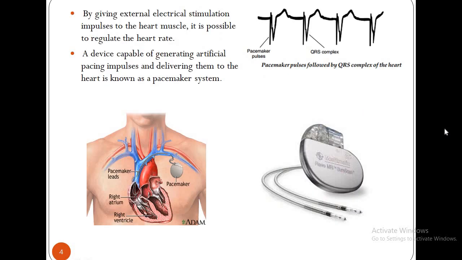By giving external electrical stimulation impulses to the heart muscle, it is possible to regulate the heart rate. These impulses are given by an electronic instrument called a pacemaker. So a cardiac pacemaker is a medical device that generates electrical impulses which are delivered by electrodes to the heart, causing the heart muscle chambers to contract and therefore pump blood. It can be defined as a computerized device that regulates the timing and sequence of our heartbeat.